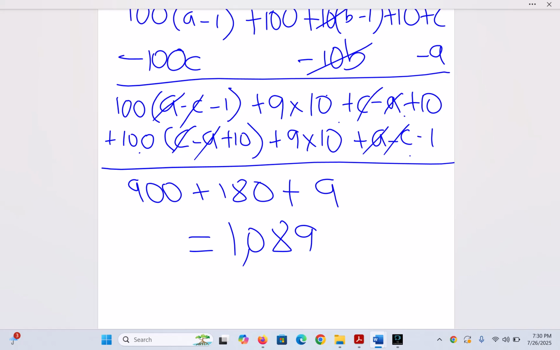Okay, so that means based on this proof, no matter what three-digit number you have in front of you, the answer is going to be the same. Subtracting the inverse and then adding back the inverse is always going to give you 1089.